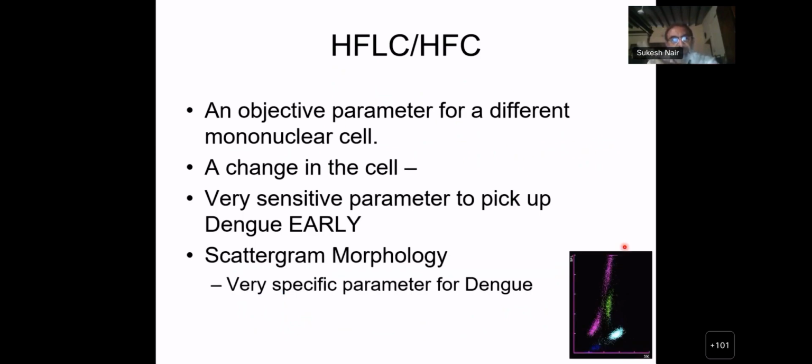So here we are actually talking about a morphology on the scattergram. That means a scattergram gives a particular type of morphology, which we can look at objectively or subjectively and call it the dengue pattern.